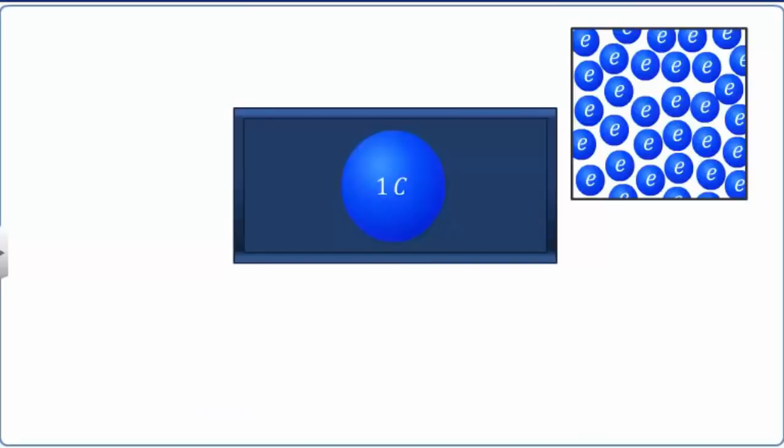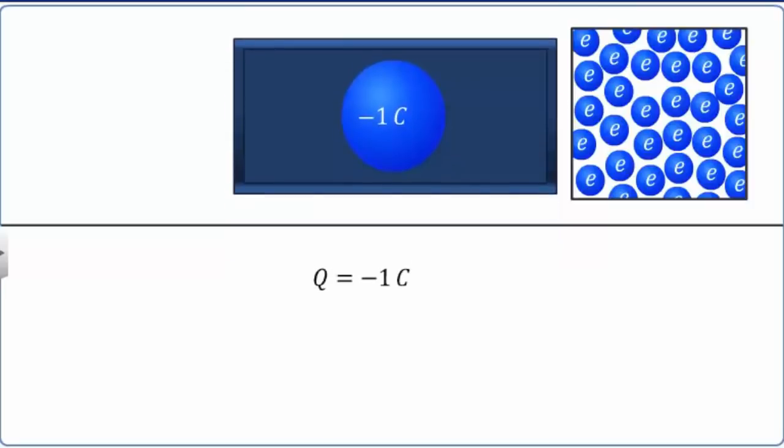Now, let us calculate the number of electrons 1 coulomb of negative charge carries. Consider a body possessing a charge Q equal to minus 1 coulomb. Let the number of electrons it has gained to become negatively charged be n. As the charge Q on a body is quantized, we have Q equal to ne, where the basic unit of charge e has a magnitude of 1.6 into 10 power minus 19 coulomb and Q equal to minus 1 coulomb.